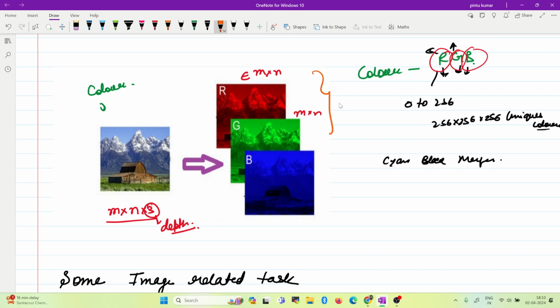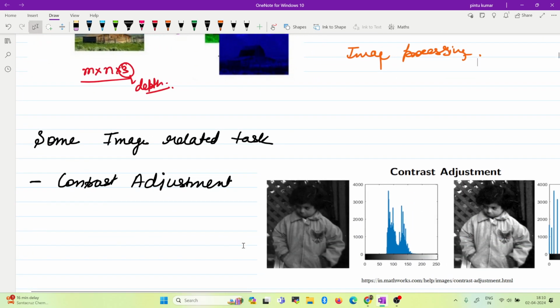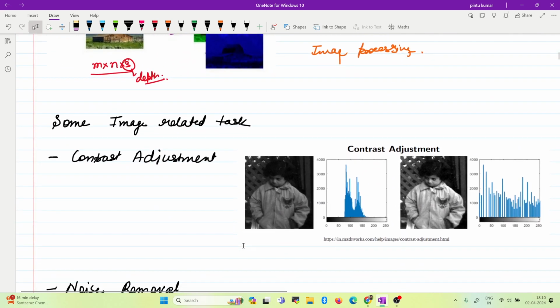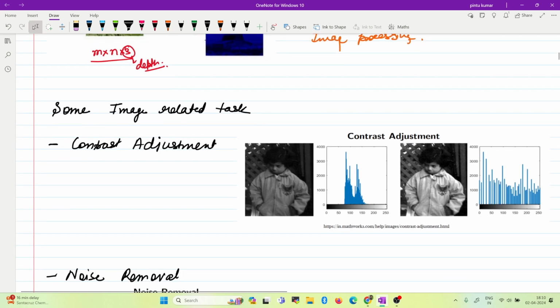And there are other variants also, like if at some time in your life you do some image processing course, there you might encounter this kind of thing. Okay. So what are some common tasks related to images that we might be interested in doing? Okay. So one task can be something that is known as contrast adjustment.